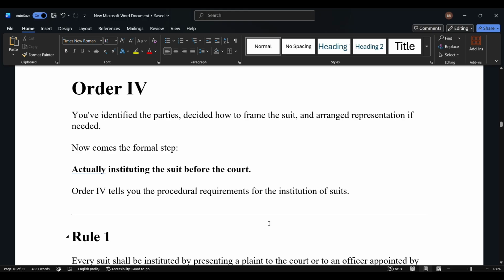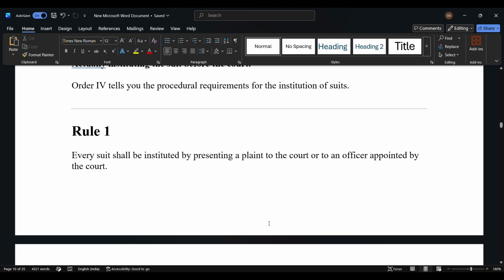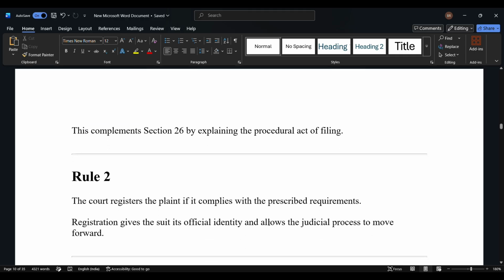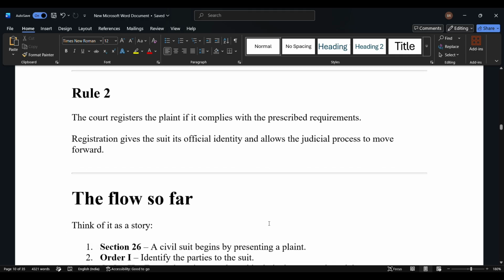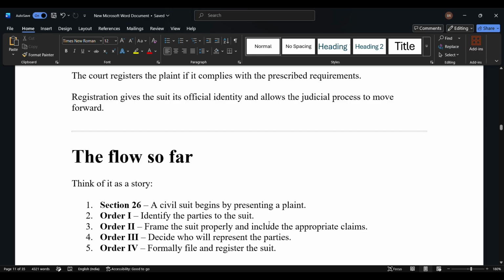Order 4. You've identified the parties, decided how to frame the suit, and arranged representation if needed. Now comes the formal step. Actually instituting the suit before the court. Order 4 tells you the procedural requirements for the institution of suits. Rule 1. Every suit shall be instituted by presenting a plaint to the court or to an officer appointed by the court. This complements Section 26 by explaining the procedural act of filing. Rule 2. The court registers the plaint if it complies with the prescribed requirements. Registration gives the suit its official identity and allows the judicial process to move forward.